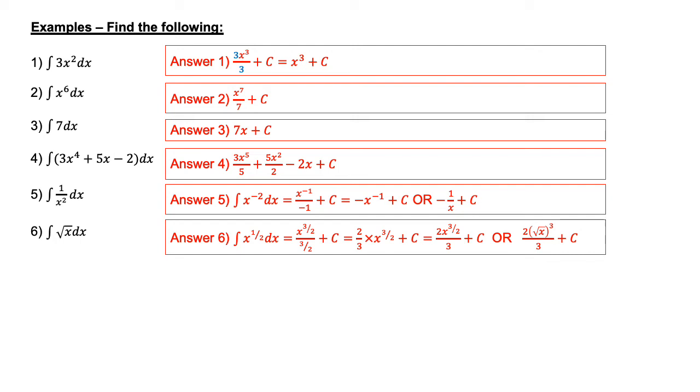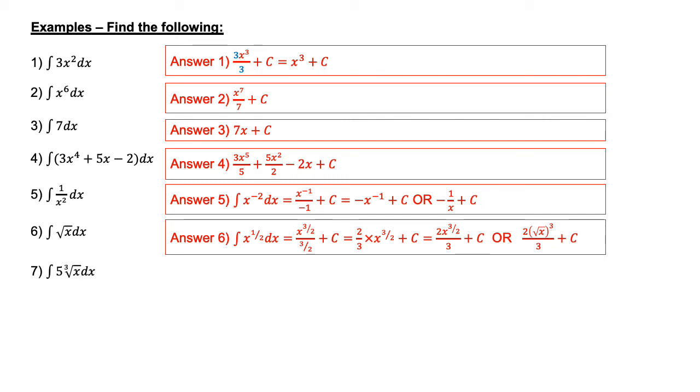3 plus c. And if you want to write it as powers and roots, well, the 2 in the denominator of the power is the square root, so you've got the square root of x, and the numerator of the power, the 3, means it's cubed. So you've got 2 times the root of x cubed over 3 plus c. So these all just mean the same thing, and I'm just writing it for you in different ways.